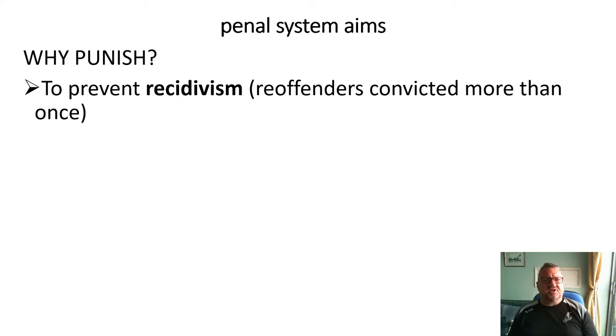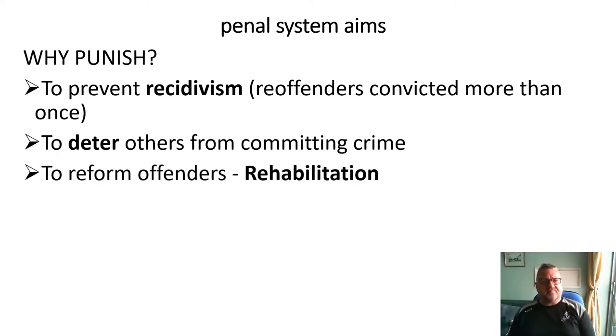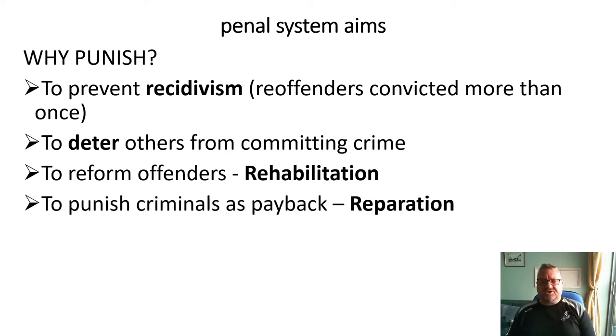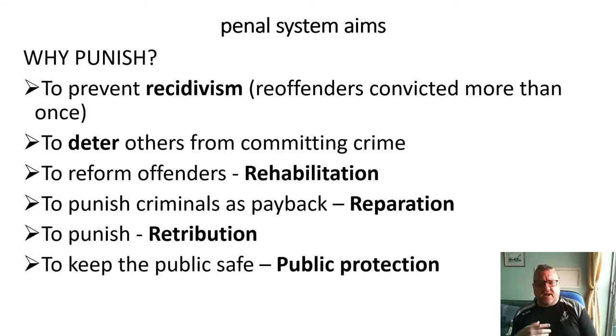One of the reasons we punish is to prevent recidivism, to prevent reoffending. We also punish to deter others from committing crime. We punish to reform people, to rehabilitate them. We punish criminals as a payback, expressing the fact that we as a society will not stand for their criminal ways. That's reparation. And we punish as a way of revenge, which is retribution. So as you can see, the five aims of punishment link in to the reason why we punish, which you'd hope they would do, as they are the aims of punishment. And of course, finally, we punish to keep the public safe, public protection.